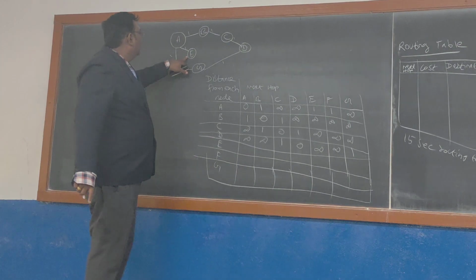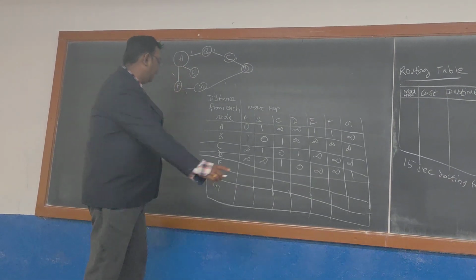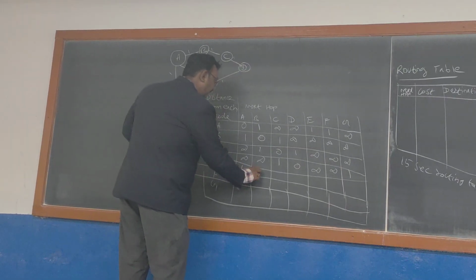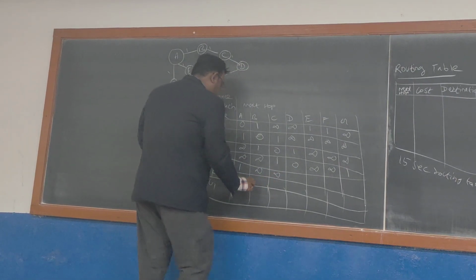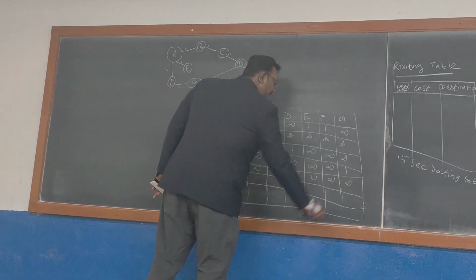So if we take E, what are the next terms you are going to have? For E you are going to have A. So next term we don't have a direct path, so you are going to put infinity. E to E is 0. So next you are going to put the infinity.